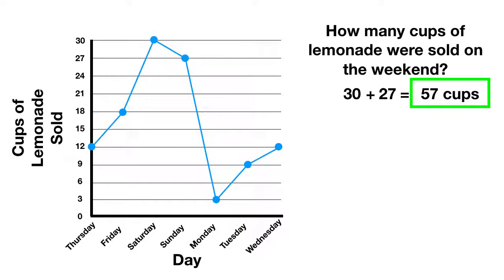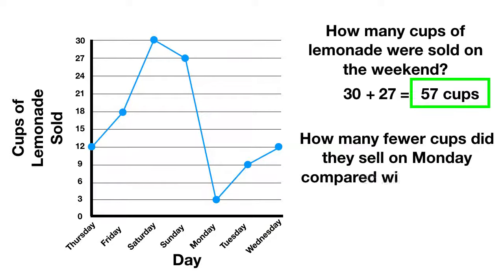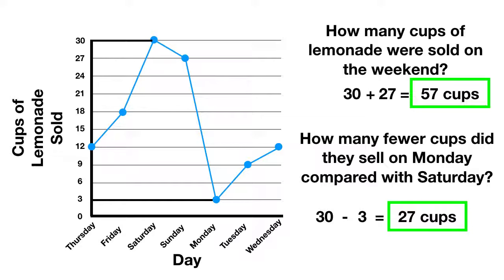Next question. How many fewer cups did they sell on Monday compared with Saturday? Well, we're comparing Monday with Saturday. We see on Monday, the dot is at 3. We sold 3 cups. On Saturday, the dot was at 30. So to figure out the difference, we can take 30 and subtract the 3. That means on Monday, we sold 27 cups fewer.